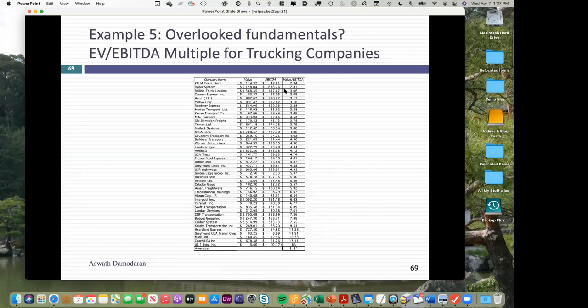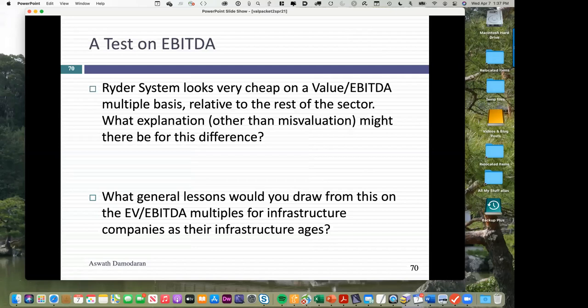It's trading at 2.8 times EBITDA, and the average company trades at about 5.6. The median is about 5.5. The basis for my recommendation is Ryder Systems looks really cheap on an EV to EBITDA basis. Remember early in the class, I told you what the variables are that drove EV to EBITDA: tax rate, cost of capital, growth rate, reinvestment rate.